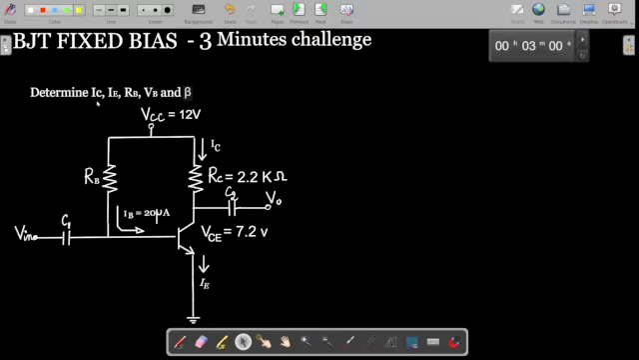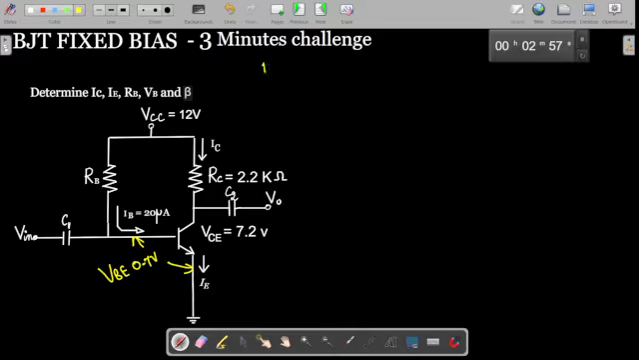We are asked to determine IC, IE, RB, VB and beta. Provided with the values of VCC as 12 volts, IB 20 microamps, RC as 2.2 kilo ohm, VCE as 7.2 volts. Though the value of VBE is not given, we know the value of this VBE as 0.7 volts. So the time starts now.